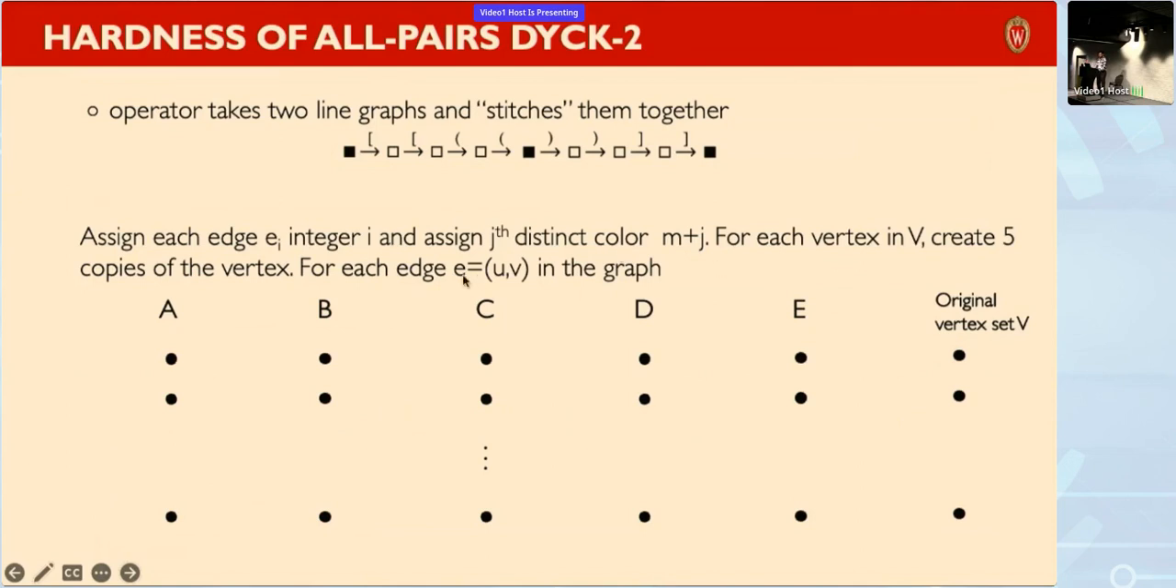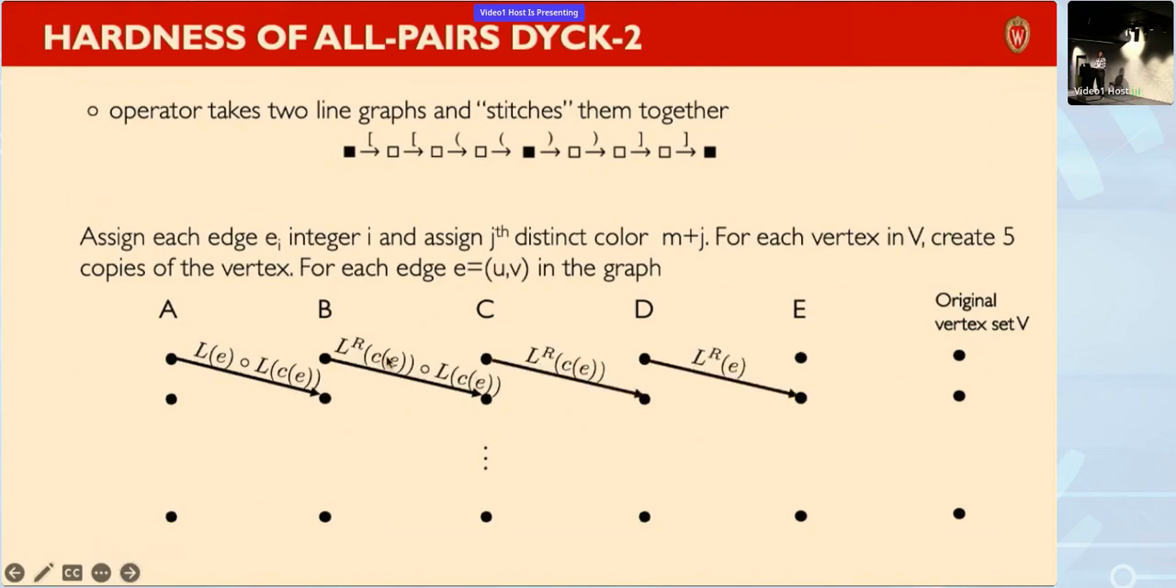And then we do the following. For each edge that is present in the graph, I will find the copy of u in A, find the copy of v in B, and create a line graph over this particular edge. And then I will continue the same process. I will find the copy of u in B, the copy of v in C, and attach this line graph here. And this continues. So we have 5 partitions here, so 4 different line graphs that will be attached.